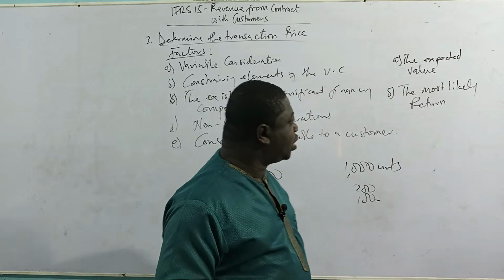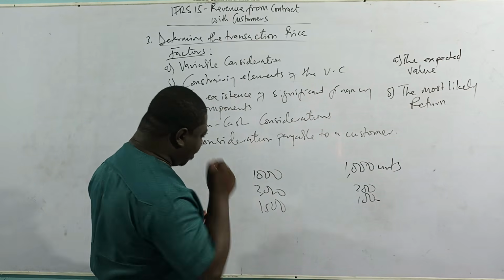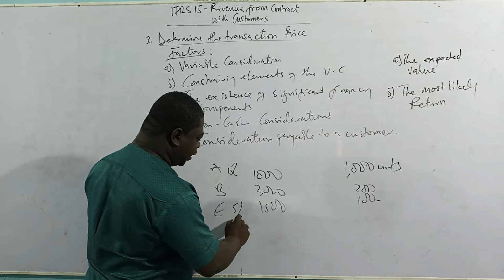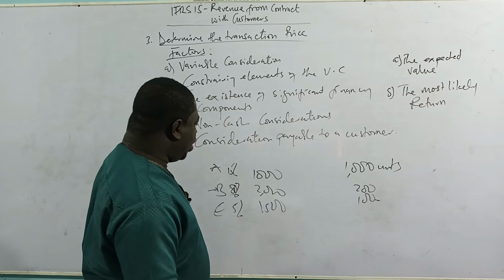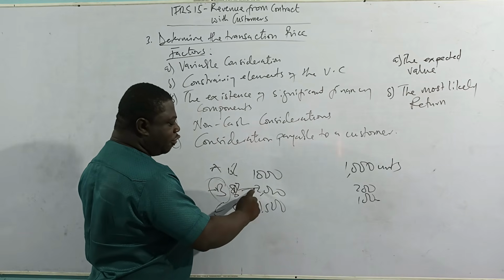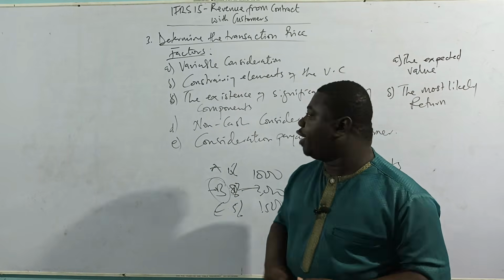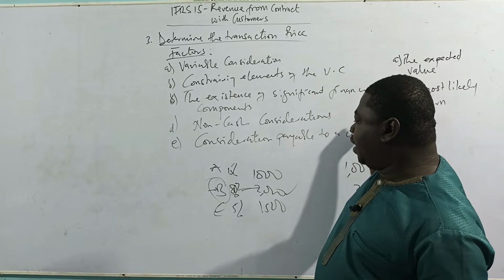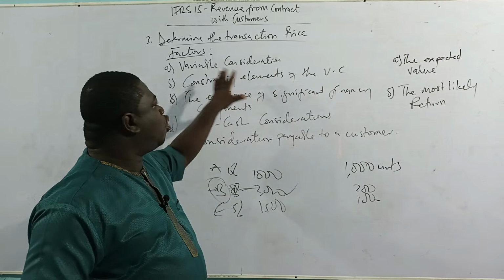Another method you can use is the most likely return. Now, with these same three, you could determine that there is a 15% chance of this happening, there is a 5% chance of this happening, but there is 80% chance of the event B. So it means that if you are not using the weighted average, the most likely return is the B. Therefore, we can just pick these 2,000 as a variable consideration. So these are two methods. If you are using the expected value, you find the weighted average. If you are using the most likely return, you just pick the one with the highest probability. That is basically with the variable consideration.